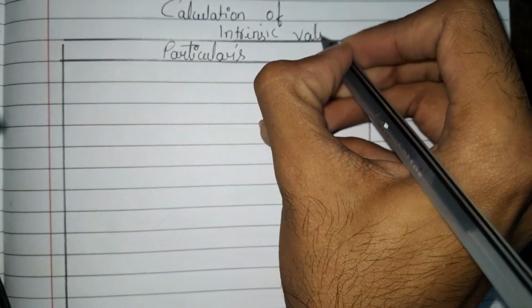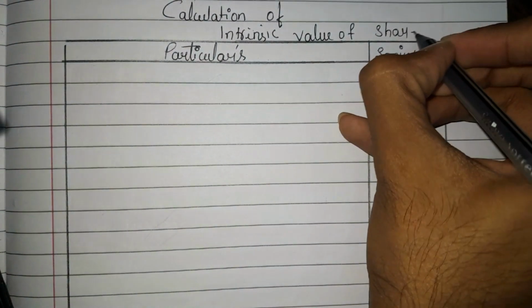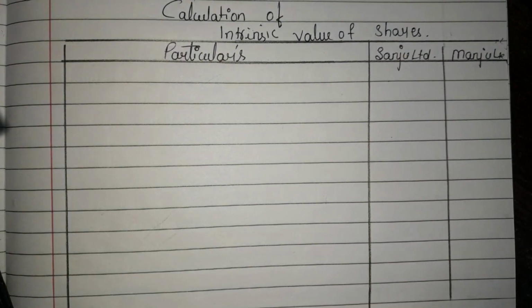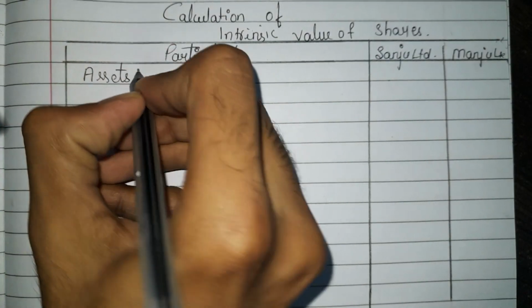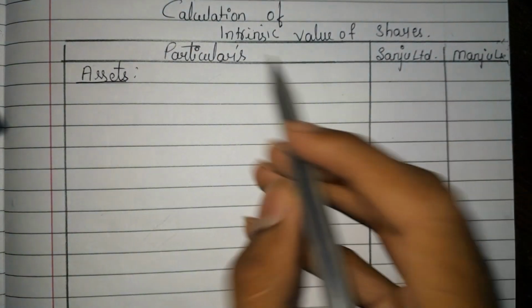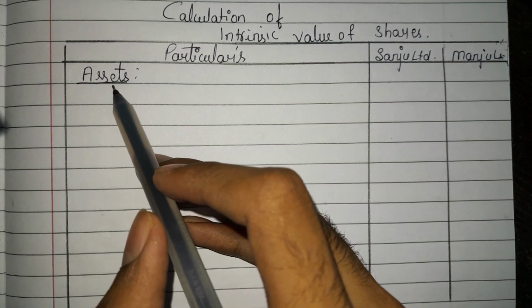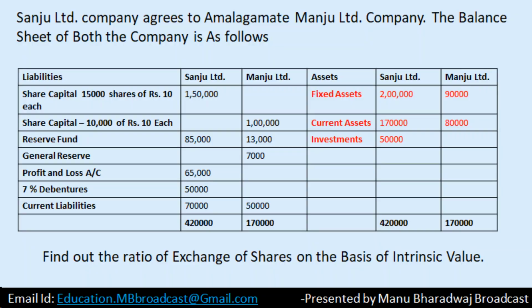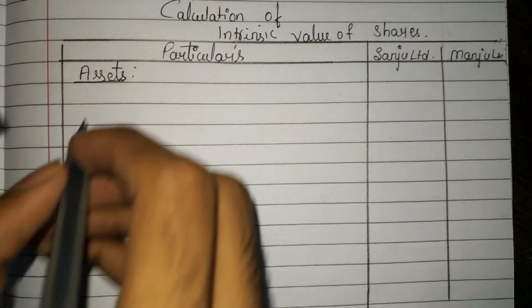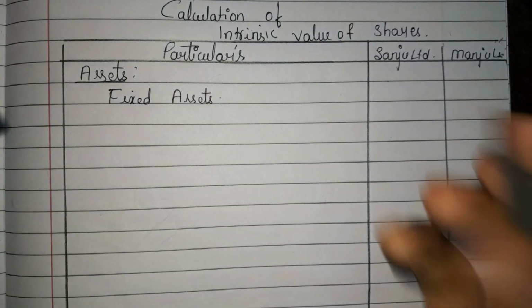Calculation of intrinsic value of shares. Now first what we need to do, we need to write all the assets of both the companies. Now see the question. What are the assets? That is fixed assets, current assets and investments. So let us write here. First is fixed assets.